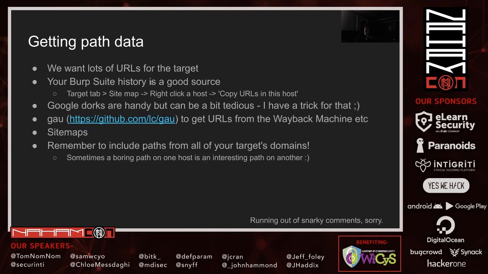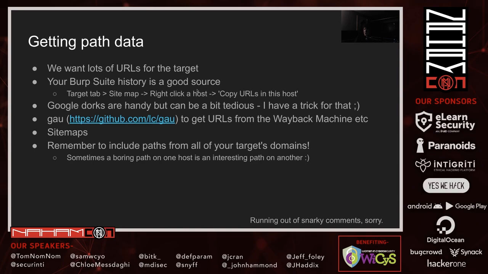So first off, where are we going to get path data from? We want lots and lots of URLs specific to the target that we can extract the data from. A really good, nice, easy source of that is in your Burp Suite history. Everything that's been proxied through your Burp Suite project has been saved. It's in the target tab. In the sitemap, you can right-click a host, click copy URLs in this host, and you've got a list of URLs. That's a really nice source of things.